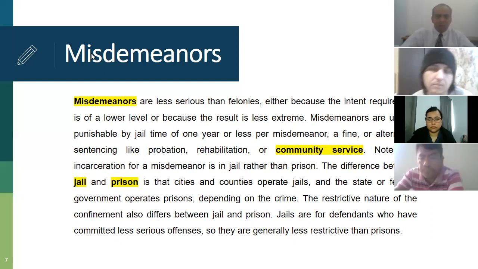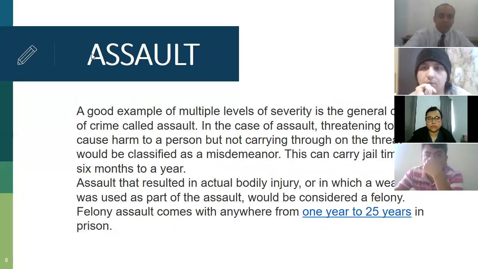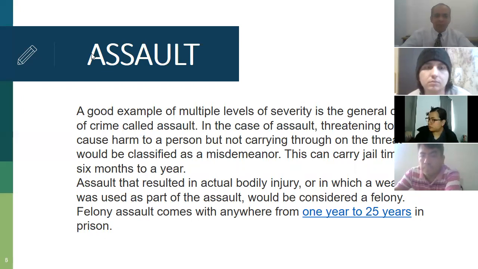Thank you, Michael. So we learn at this point the difference between misdemeanors and felonies, which are more serious. So let's read about some crimes to learn a little bit more about them. Jimena, can you read for us about assault?